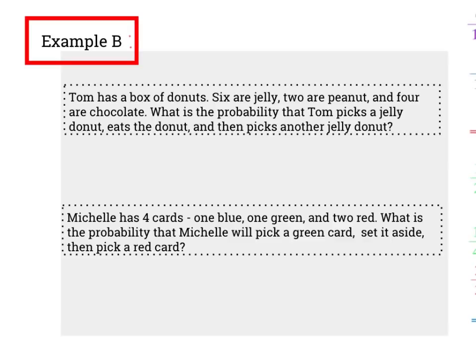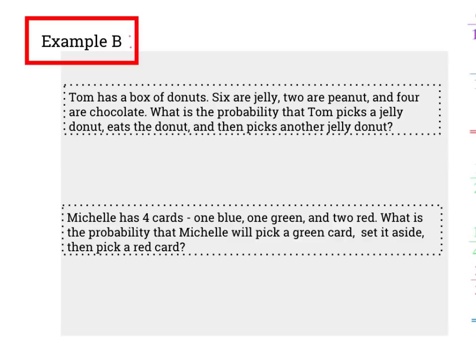Here we are at example B, and Tom has a box of donuts. 6 are jelly, 2 are peanut, and 4 are chocolate. What is the probability that Tom picks a jelly donut, eats the donut, and then picks another jelly donut? So again, just like last time, we're going to figure out each of our probabilities and multiply them together. However, we have a bit of a problem here, and we're going to talk about that as we go through it. So the first one is that Tom picks a jelly donut.